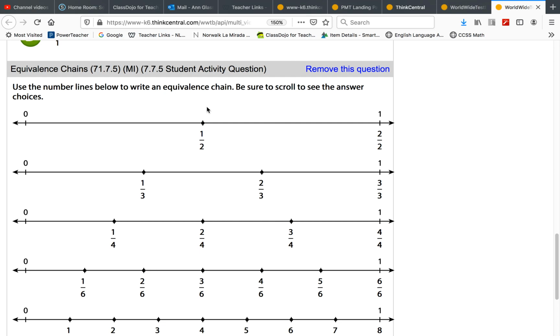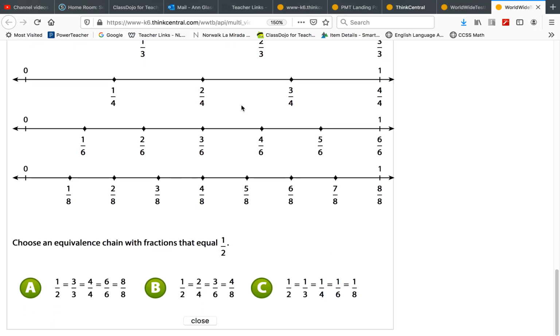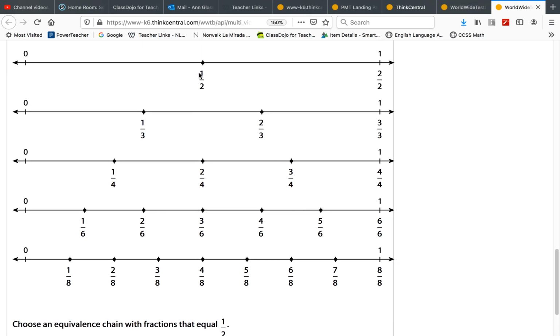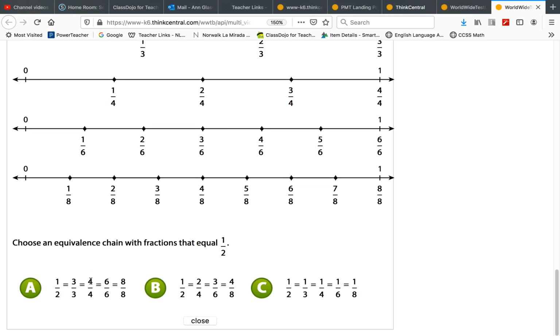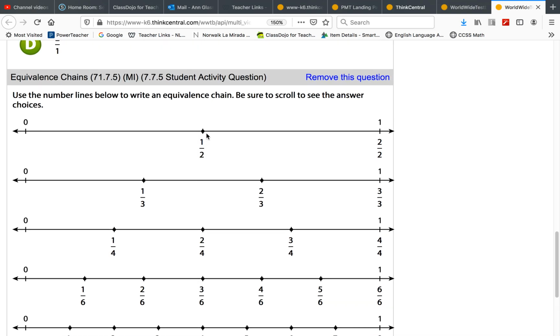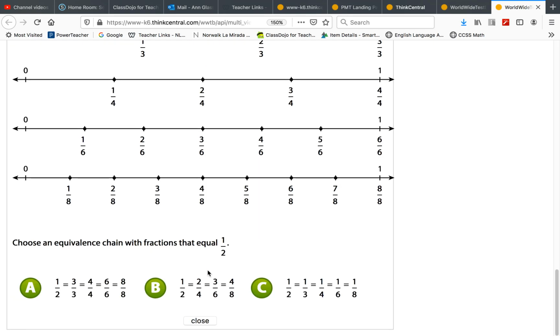Use the number lines below to write an equivalence chain. Be sure to scroll to see the answer choices. Do you think 1/2 equals 3/3? Well, look here. Are those equivalent? Oh, I'm not even going to look at the rest of this one. It's already wrong. Does 1/2 equal 2/4? Ooh, looking pretty good so far. Check out the rest of it.